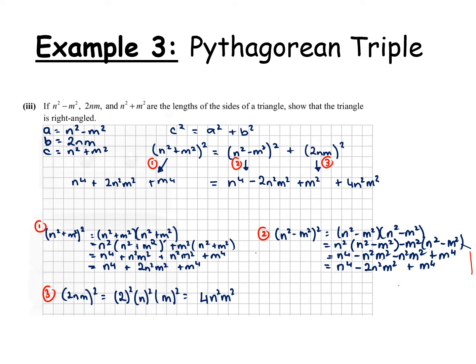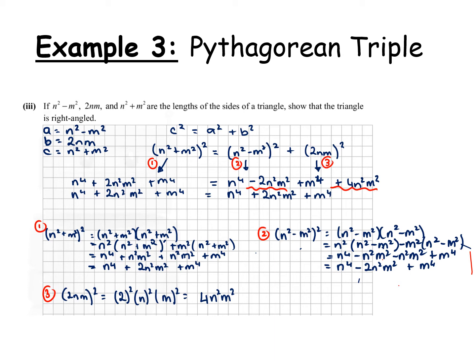Now on the right hand side we have two like terms that we can add together to clean it up. Other than that, everything stays the same. 2n squared m squared plus m to the power of 4 equals n to the power of 4. So we have minus 2n squared m squared plus 4n squared m squared, so we get plus 2n squared m squared. And sorry, that should be m to the power of 4 plus m to the power of 4.